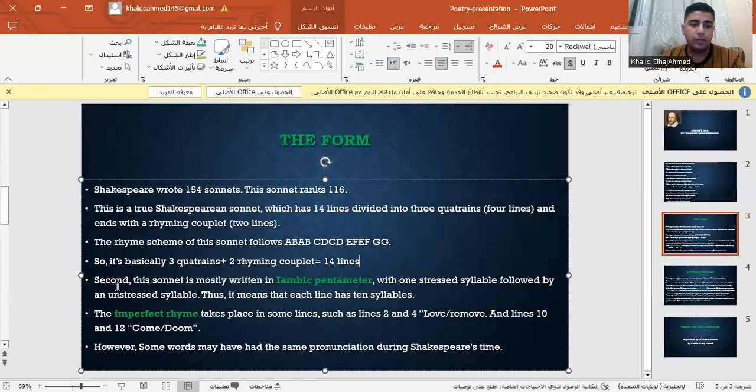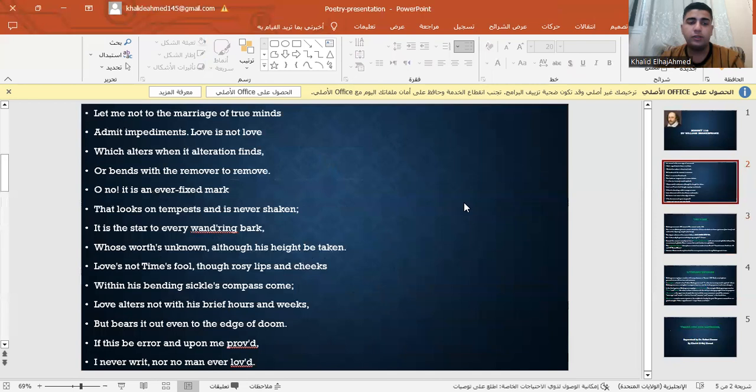Another thing, second, this sonnet is mostly written in iambic pentameter, unstressed, stressed. It also means that each line has 10 syllables. What I mean by syllables is that we count the sounds, for example, the vowel sounds. And each sound, not the letters, of course, counts as a syllable.